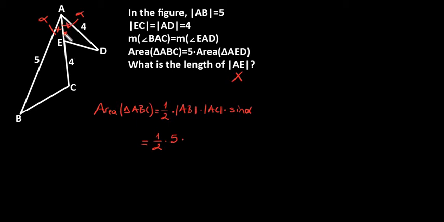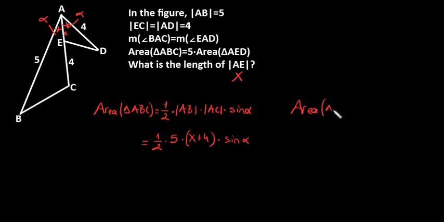AC is, as you see, AE plus EC, which is x plus 4, times sine of alpha. This is the area of the triangle ABC. And let me find the area of the triangle AED using the trigonometric formula.